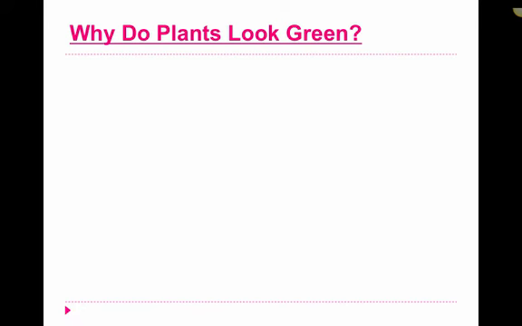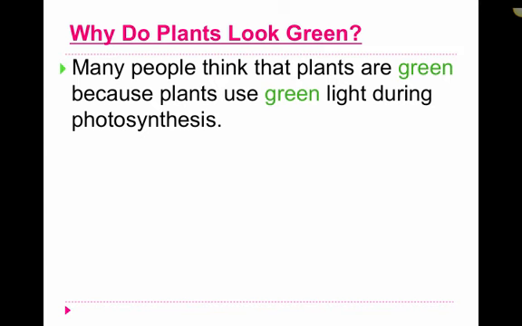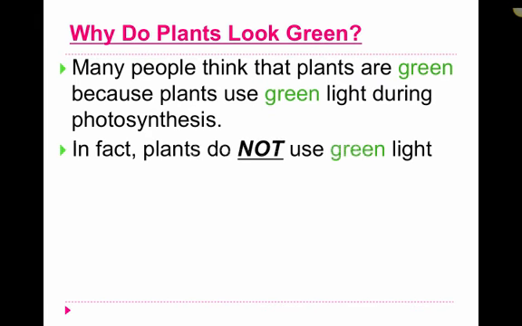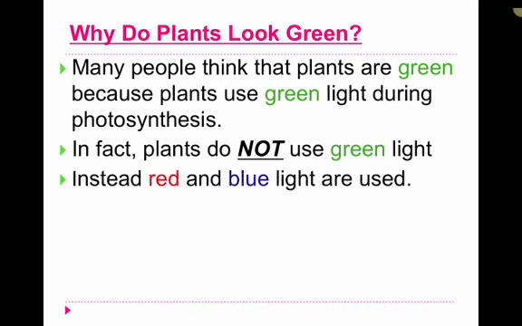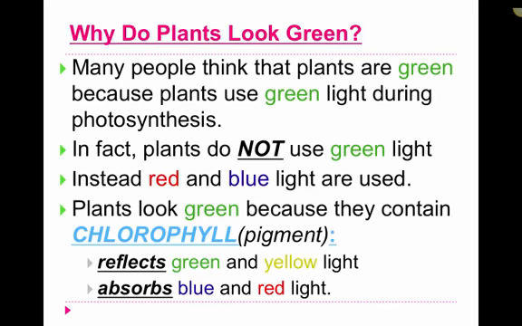So why do plants look green? That's a really good question. Many people think that plants look green because they use green light during photosynthesis. This is not a correct statement. In fact, plants do not use green light. Instead, red and blue light are used. Plants look green because they contain the pigment chlorophyll. Chlorophyll reflects green and yellow light and absorbs blue and red light.